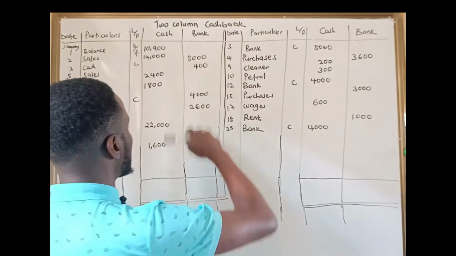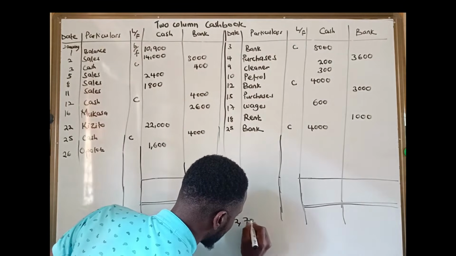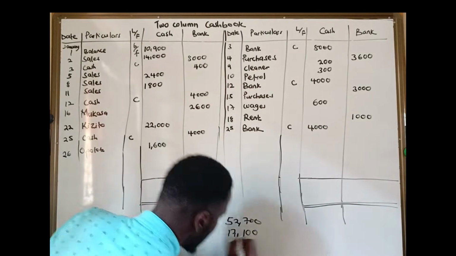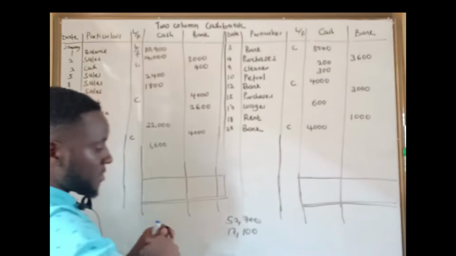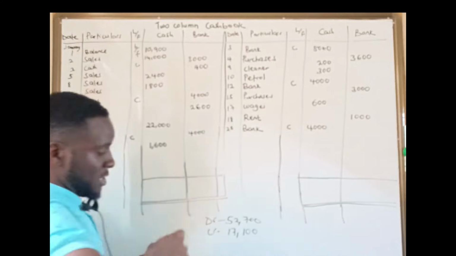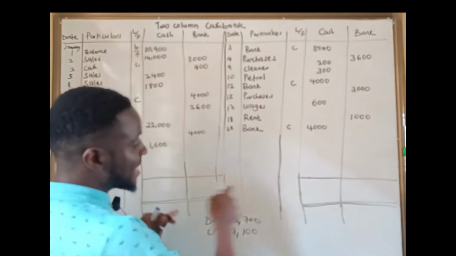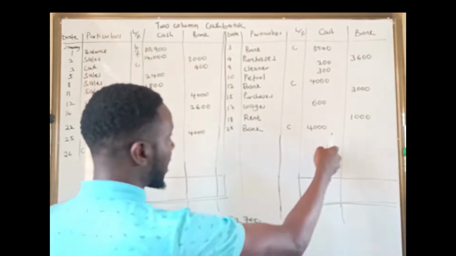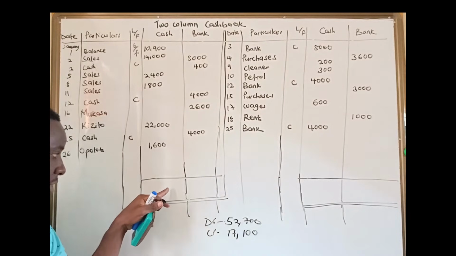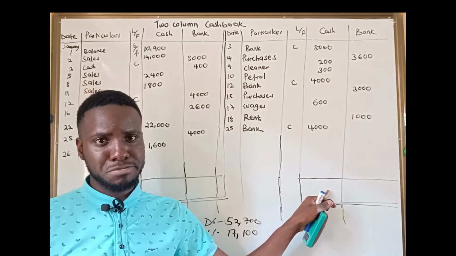For example, let's do a total sum of this. When you add up the 52,700 on one side, then we have 17,100. On the cash, this is on the debit side and this is on the credit side. So it means our debit side is heavier than the credit side. So we are supposed to take this and record it on the cash column under the debit side and also on the credit side.